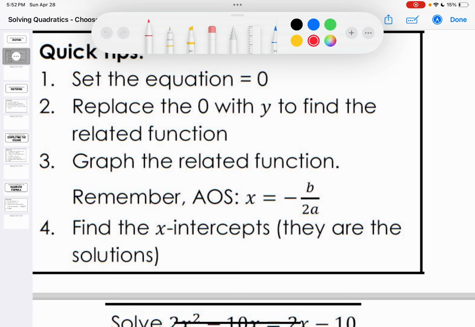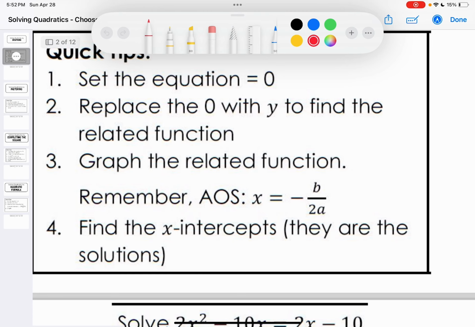If you can use Desmos, you can use your graphing calculator, you can do it by hand. The AOS, remember AOS is x equals negative b over 2a. And then we're going to find the x-intercepts because those are your solutions. So we're trying to find the value of x when y is 0.